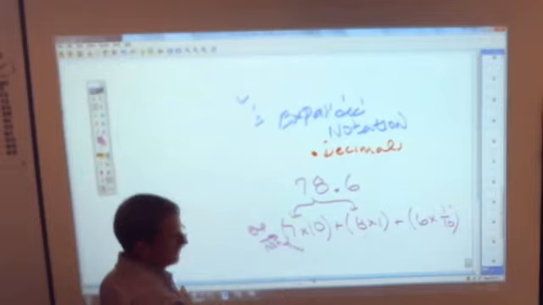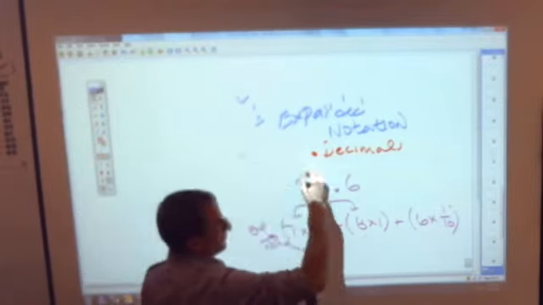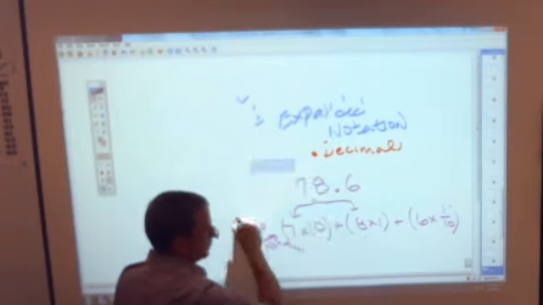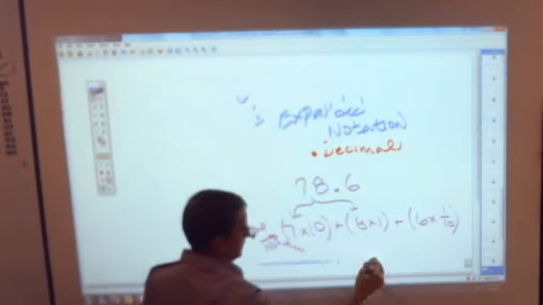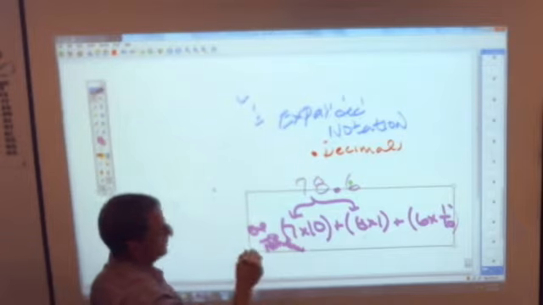If there was another one, which I don't have room for, but maybe I could do this. Something's wrong with the board. The board is not cooperating in any way, shape, or form. Oh, almost. I'll move that over.